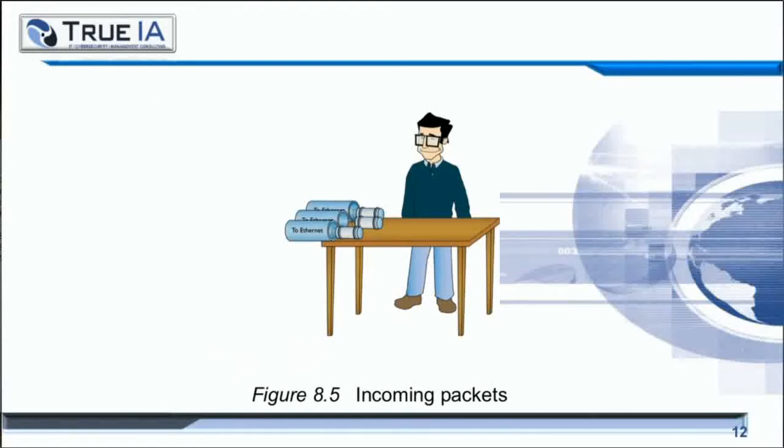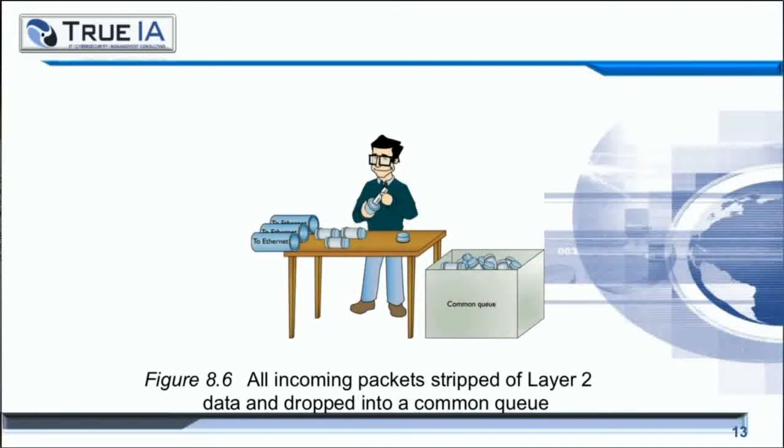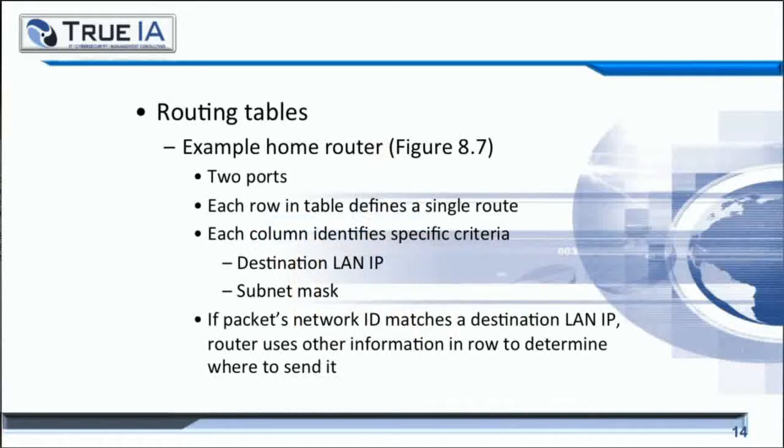So you remember our friend Nick. His job is to inspect the incoming packets. First, he strips off all the layer 2 information and drops them into a common queue. So your basic home router has 2 ports. Each row in the table defines a single route, and then each column will identify a specific criteria, like the destination IP or the subnet mask.